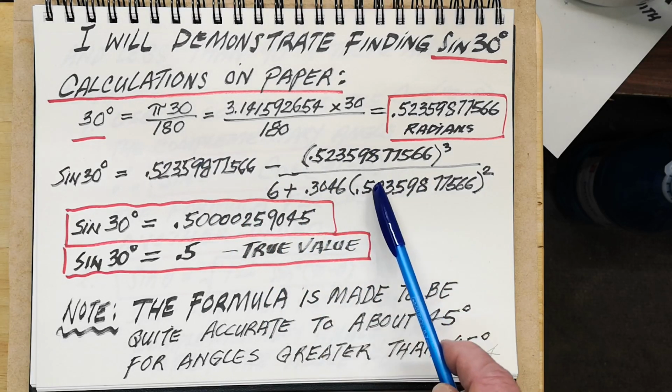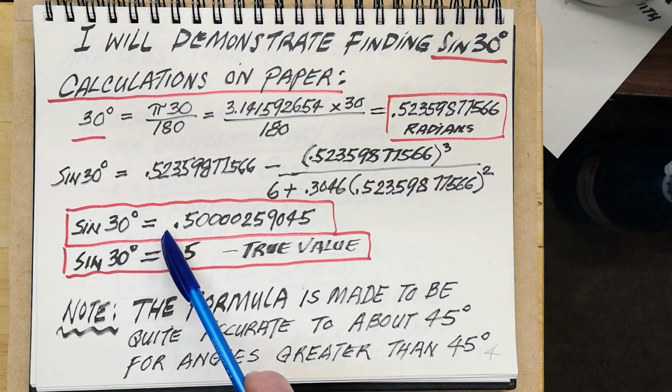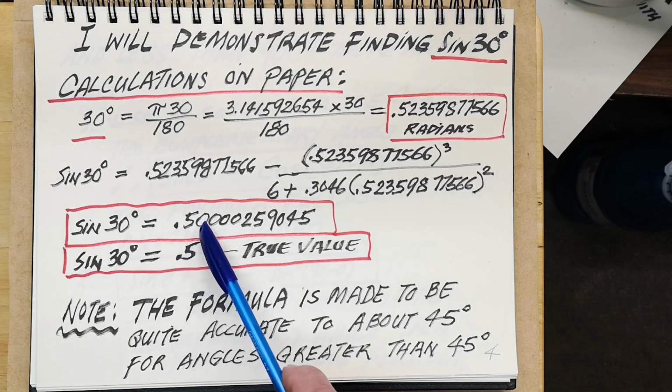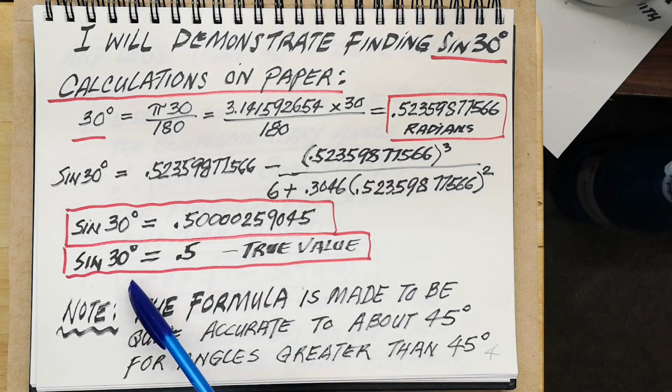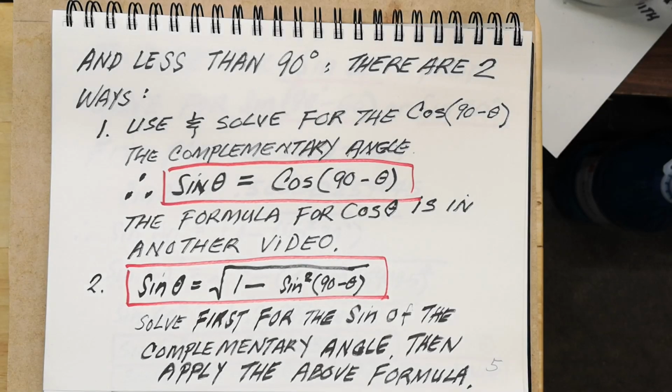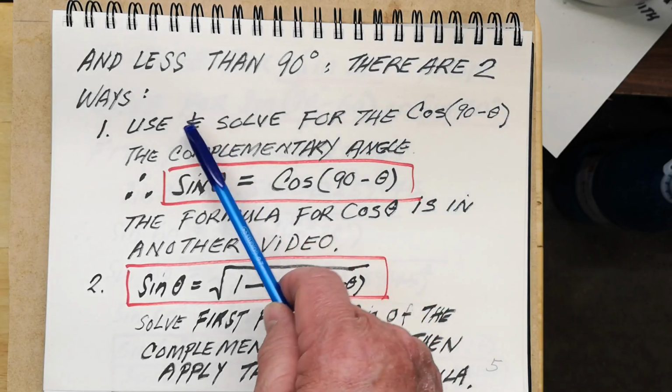In solving all this, you'll find out that sine 30 is approximately equal to 0.50000259045, and the true value is 0.5. Note the formula is made to be quite accurate to about 45 degrees, and for angles greater than 45 degrees and less than 90 degrees, there are two ways.